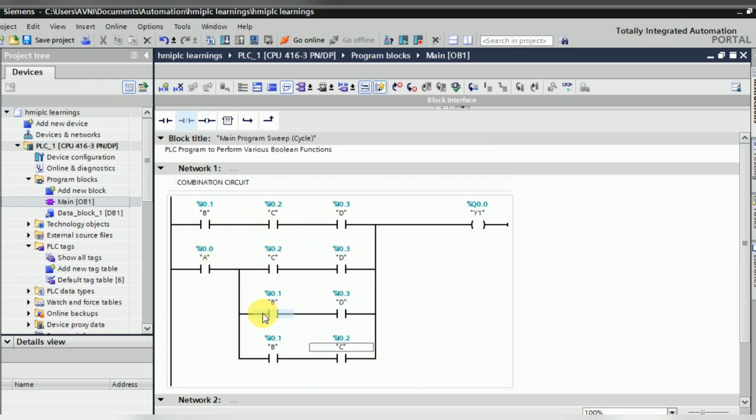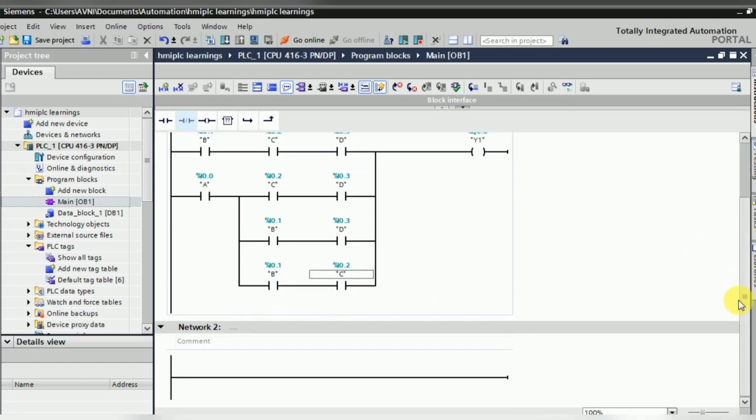Network 1 is developed to obtain output Y1, Q0.0, according to the condition that when the majority of inputs are high, output Y1 is high.